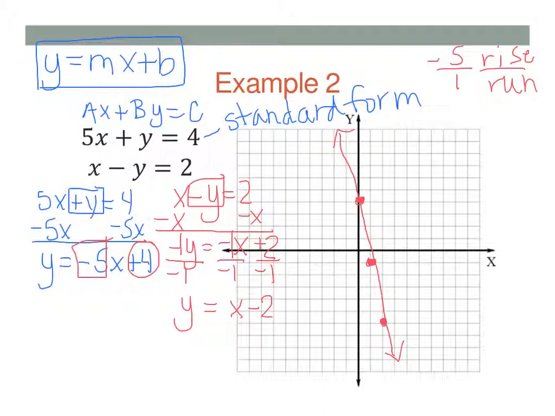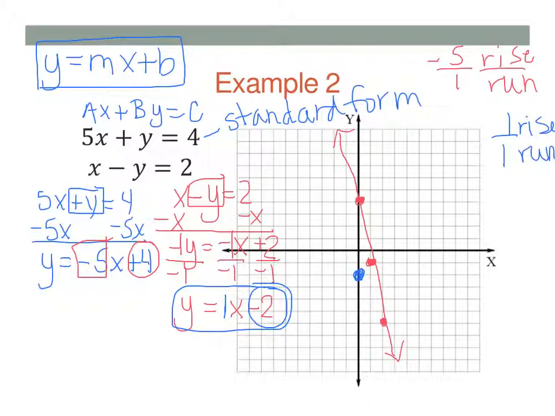Next, we are going to graph y equals x minus 2. Well, we know that our y-intercept is at negative 2. So we're going to go to our y-axis to negative 2. We know our slope, remember, we have a 1 in front of that x. So that means we are 1 over 1. So that's rise over run.